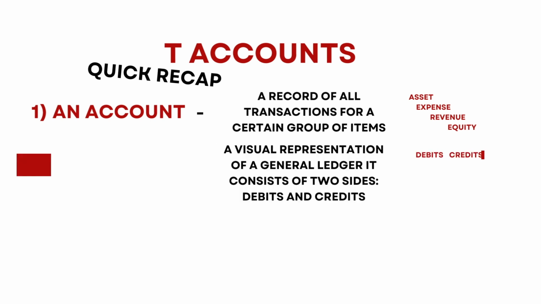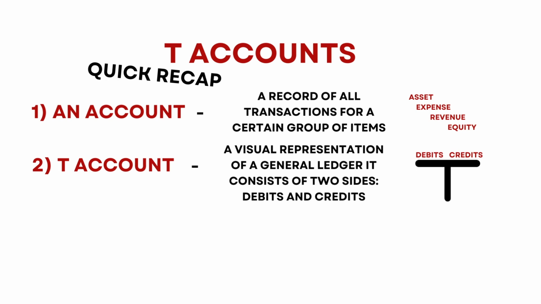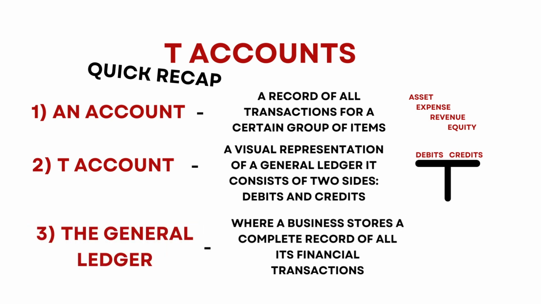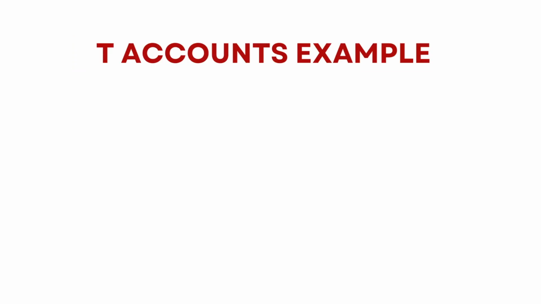A T account is a visual representation of the general ledger. It consists of two sides, a debit and credit. It looks at one account's debits and credits together. The general ledger is where a business stores a complete record of all of its financial transactions, an exhaustive list of the accounts and their debits and credits. Let's go through an example of how you'd set out a T account.